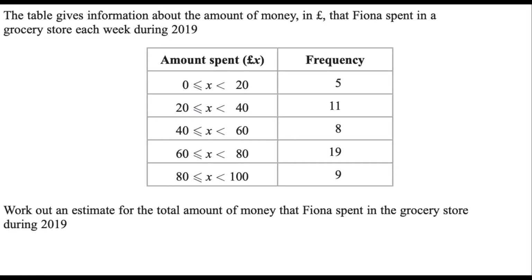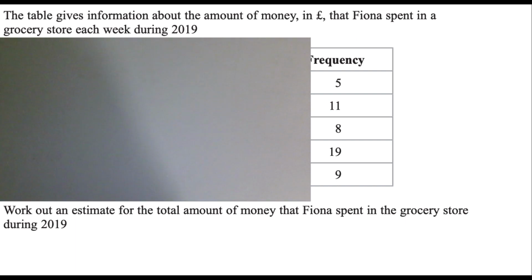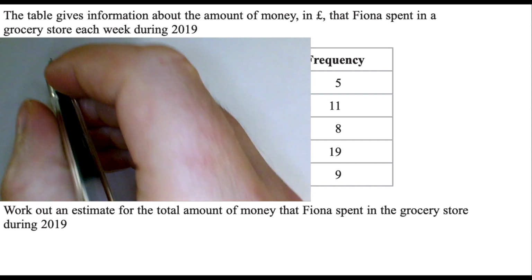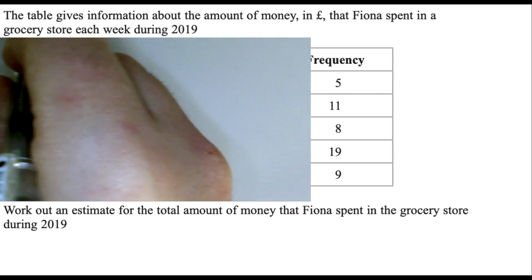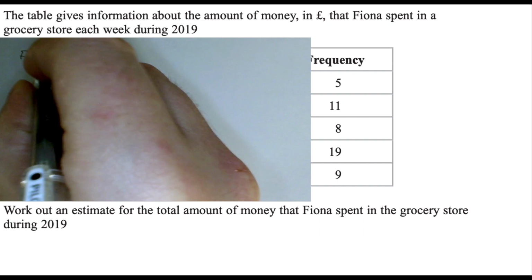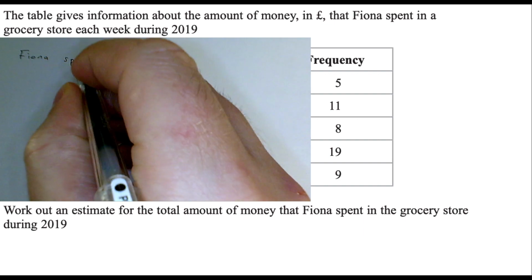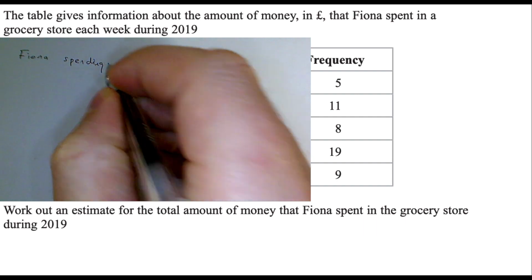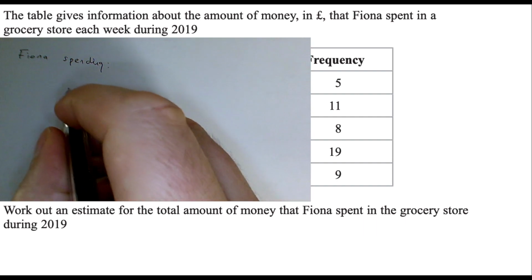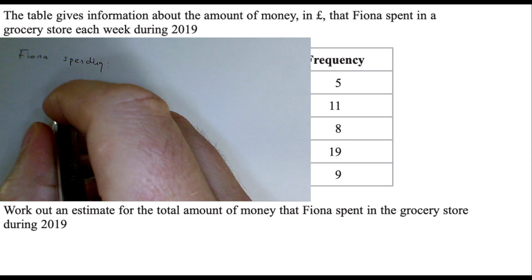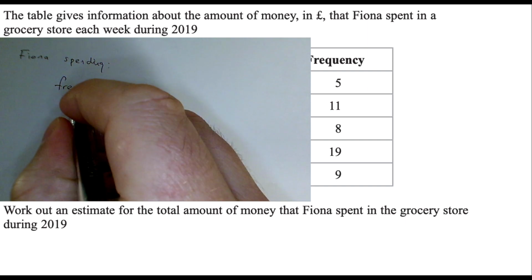Okay, so here we're asked to estimate. This is an estimation, it's not going to be an exact answer. And what we can see is this word frequency, which means how often or how many times. So it looks like Fiona's gone spending money, and 5 times she's spent somewhere between £0 and £20. But we don't know exactly how much.